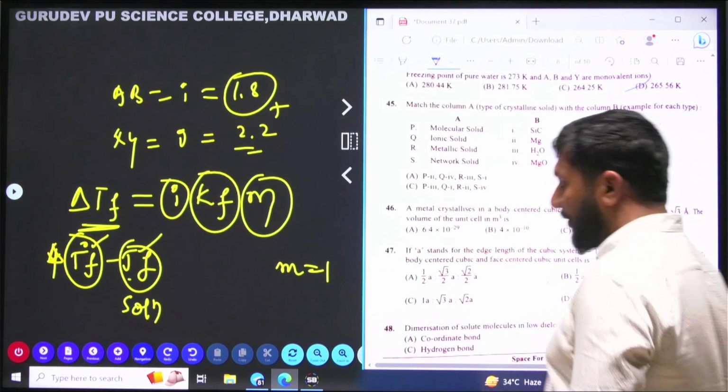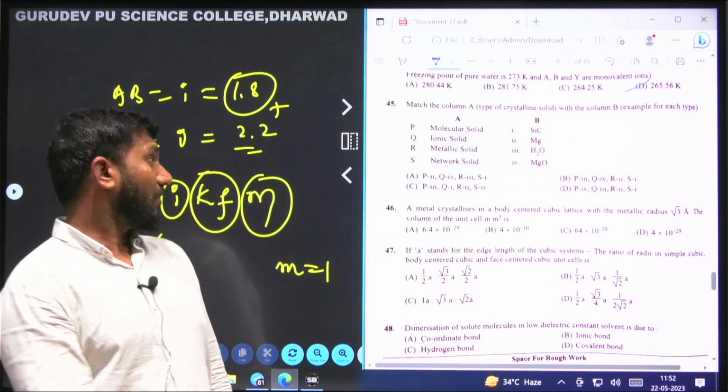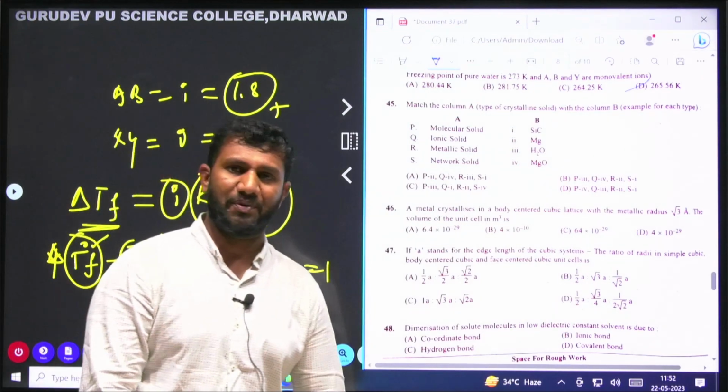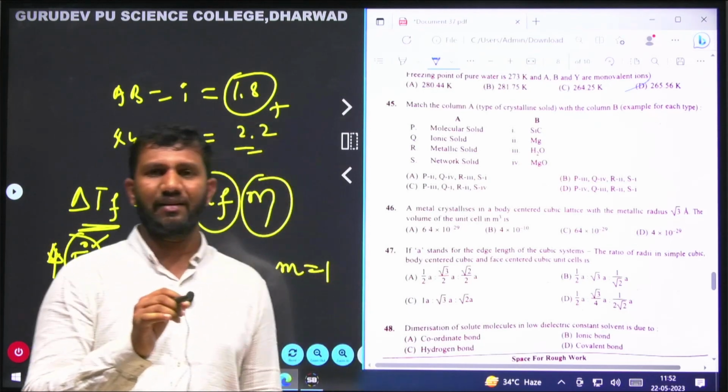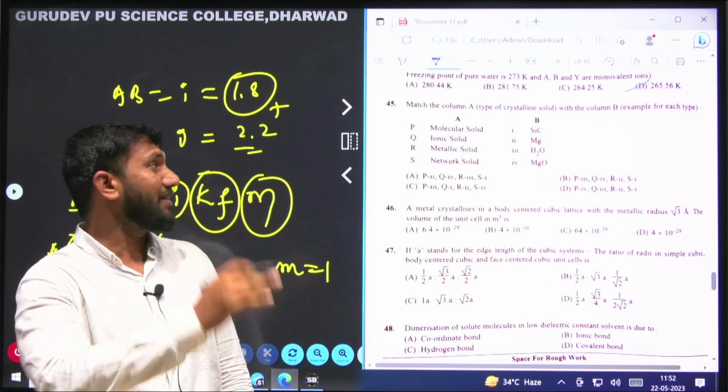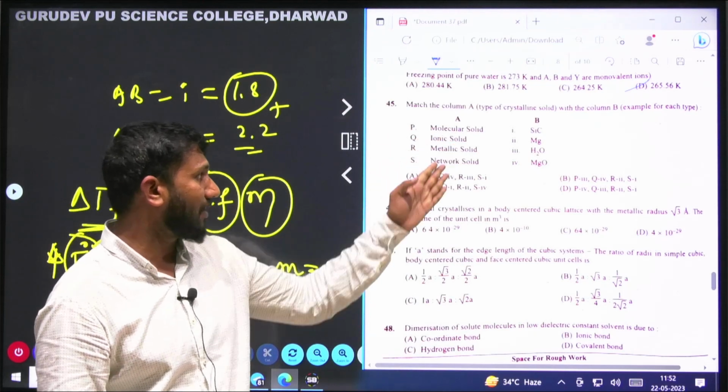Match column A with column B. This question belongs to the solids chapter. A very simple question has been asked. These are the types of solids: molecular solid, ionic solid, metallic solid and network solid.